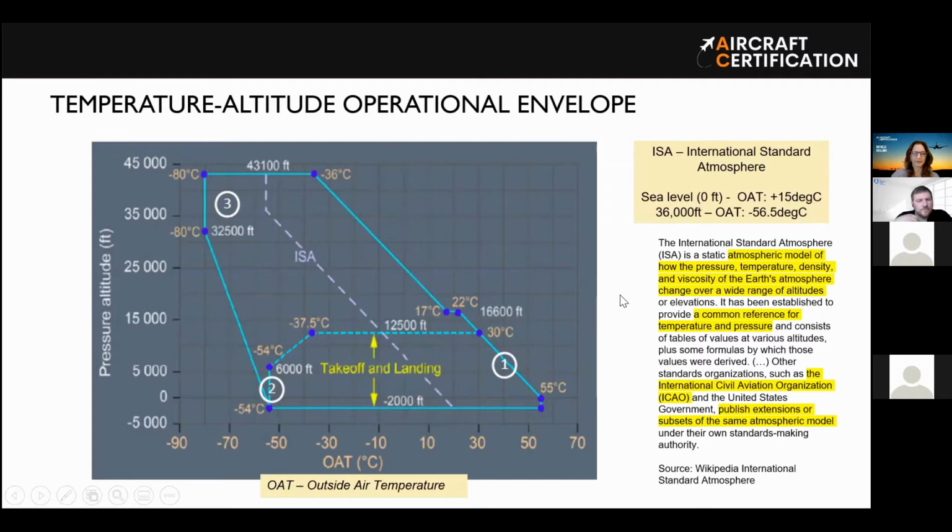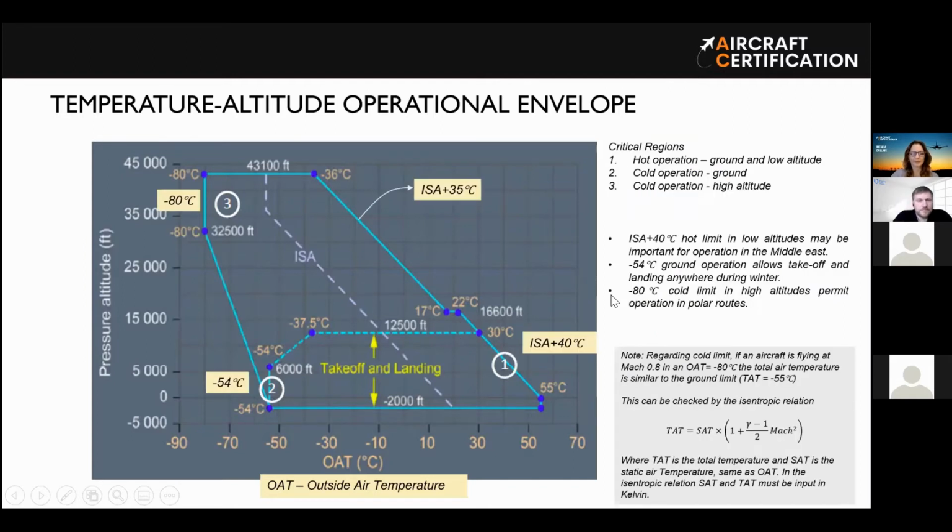So just keep this concept in your mind, and now we can go back to the envelope that I showed before. You can see, for example, that this aircraft has what we call a hot limit here, and this hot limit is ISA plus 40 degrees C. So what does it mean? It basically means that, remember, ISA is sea level, 15 degrees. So this aircraft, at ISA plus 40, is able to operate at sea level up to 55 degrees Celsius.